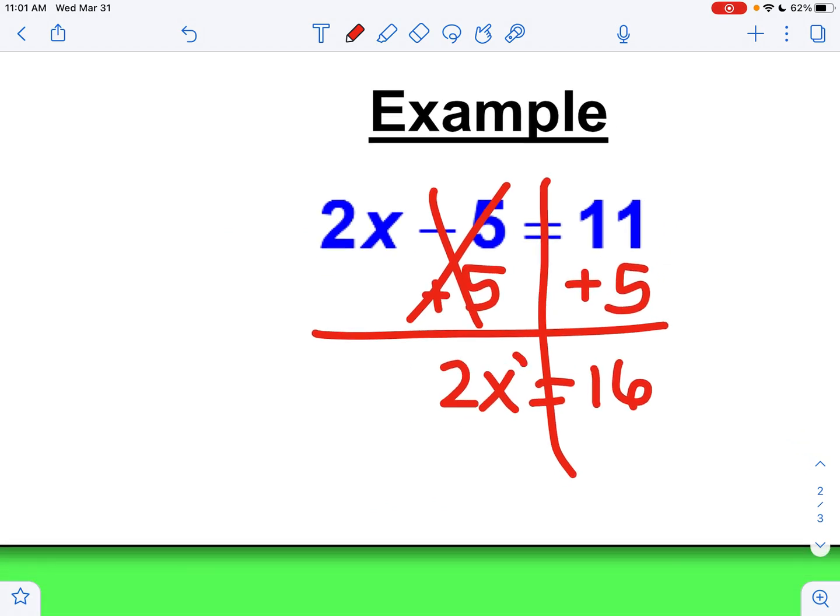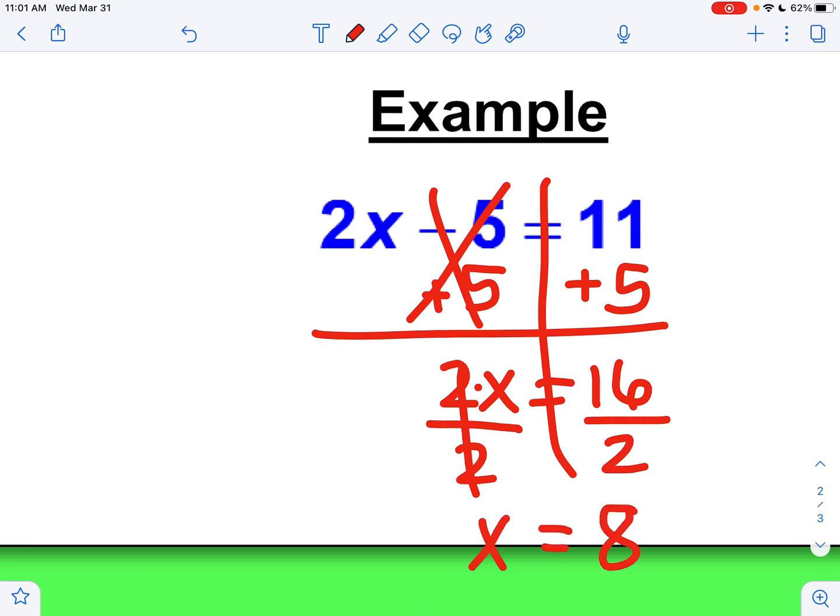Now we still want to get this x by itself. So to do that, this is 2 times x. We are going to divide by 2. And our 2's cancel out. We're just left with x. 16 divided by 2 is 8.